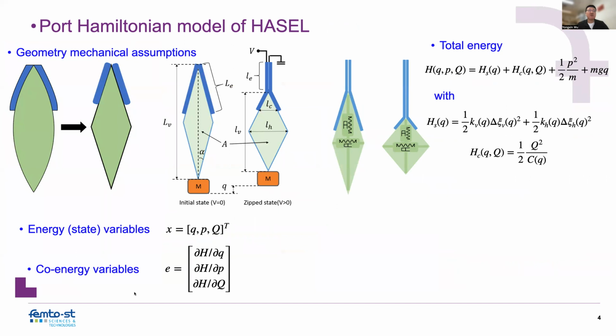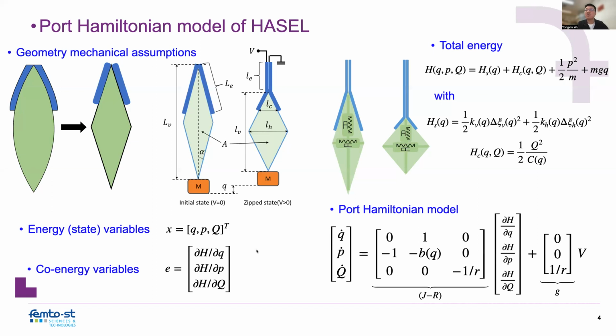Then we define the co-energy variables, which are the derivatives of the energy with respect to the state variables. Then we can write down the port-Hamiltonian model of this system. The skew symmetric part is the energy exchange between the different components of the actuator, and the diagonal part is the energy dissipation of the actuator. And V is the input of this actuator.